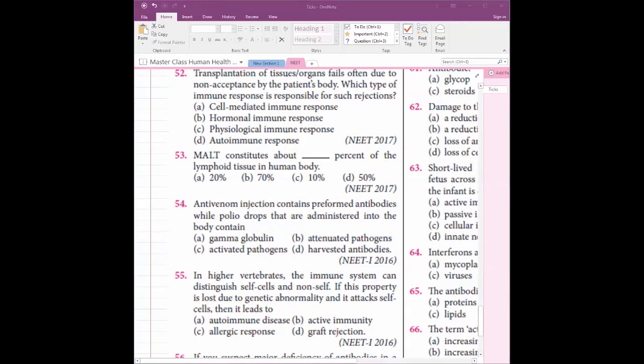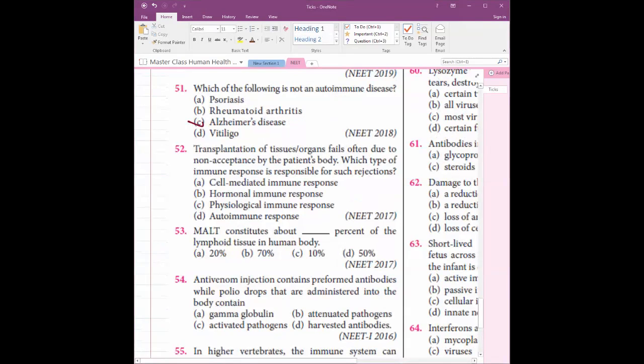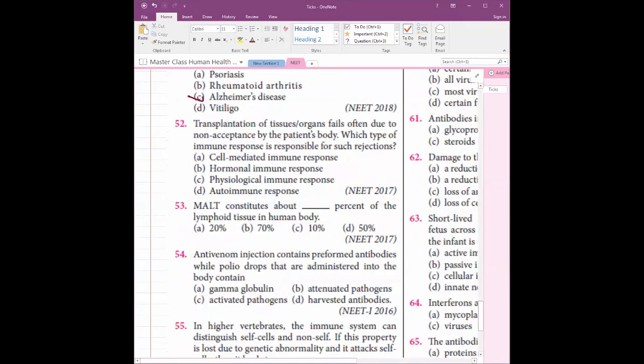Okay, guys. Chalo, let's get back, everyone. Next question. Transplantation of tissues. We just did this thing, guys. Quickly tell me. Hello, guys, are you there? Am I audible? Hello, mic check. Hello, mic check. Yes. Okay. So, guys, what is this? This is your cell-mediated immune response.